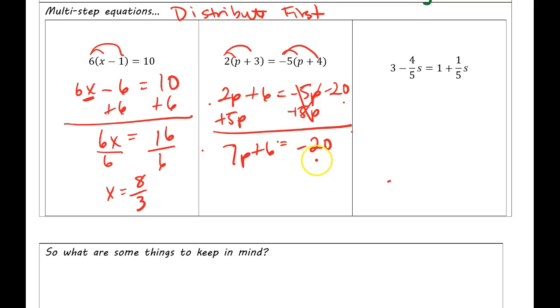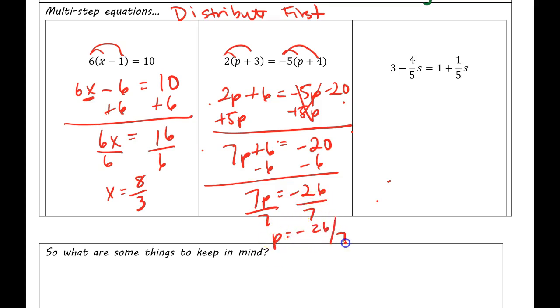Okay, now it looks just like this one over here. I need to get rid of the add subtract part first. Then I can divide off the number that's stuck to p. And that does not reduce, I don't think. So negative 26/7 would be my final answer there. Okay? Now just because there's fractions doesn't mean it's horrible and mean. It just means it's going to slow you down a little bit. But it's the same dang thing.